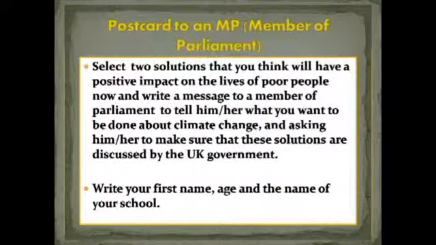So in your pairs or groups, quickly come up with 2 solutions that you're going to share with the UK. You're going to tell the UK how they can help Bangladesh. What can they do to help Bangladesh? And you have 3 minutes to do this.